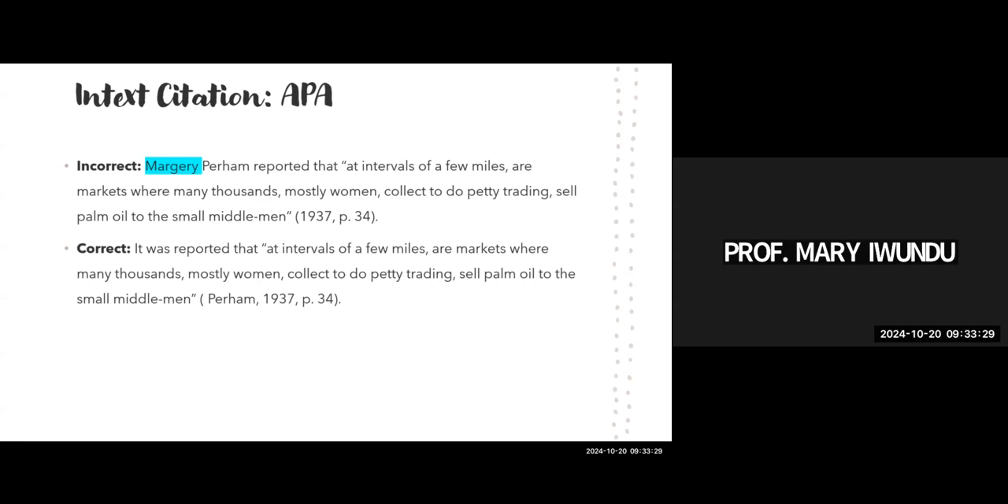So in the 7th edition, if it is 1 author, you use the surname and the year. If it is 2, you use both surnames. You understand? If it is 3 and above, the first author's surname is used, followed by et al. and the year. But when you go to the reference section, you have to list all the names.